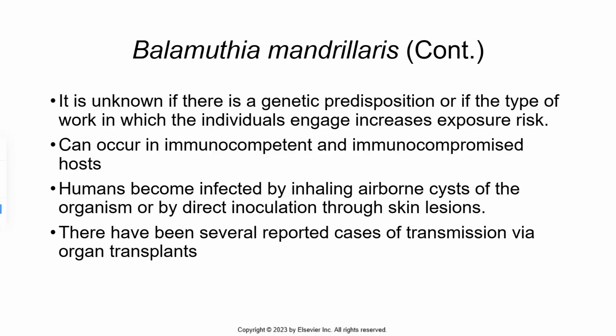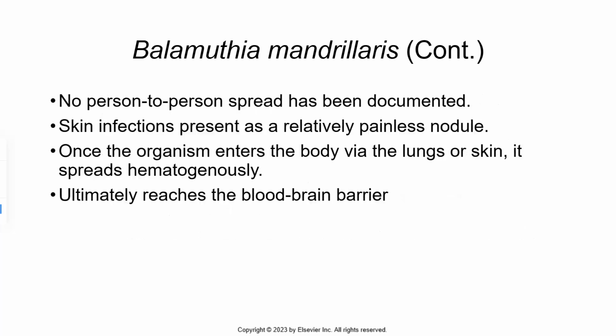It's unknown if there's a genetic predisposition or if the type of work in which individuals engage causes increased exposure risk. It can occur in immunocompetent and immunocompromised hosts. Humans become infected by inhaling airborne cysts of the organism or by direct inoculation through skin lesions. There have been several reported cases of transmission via organ transplants. No person-to-person spread has been documented.